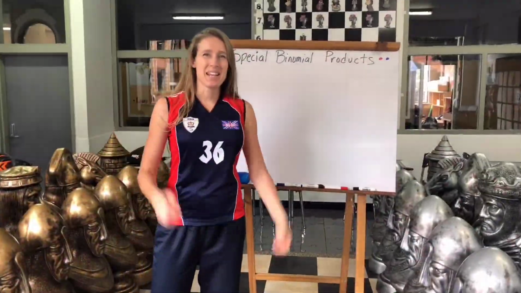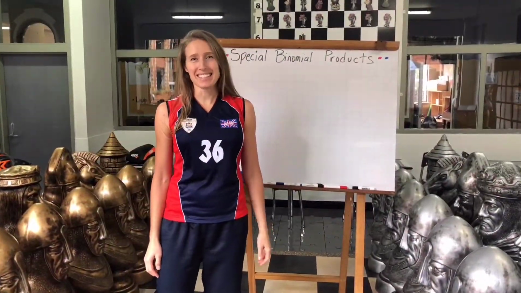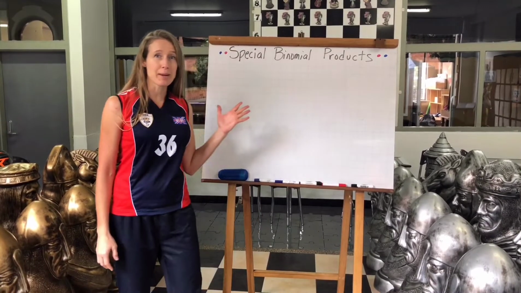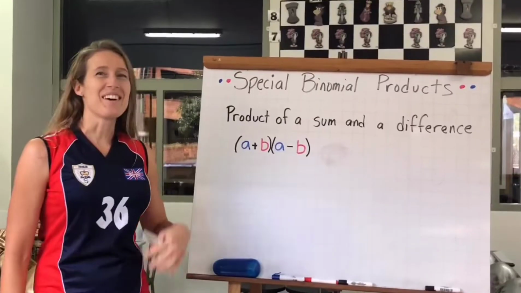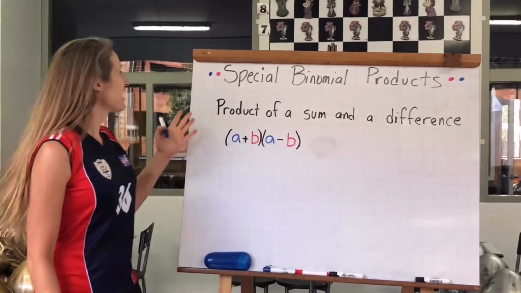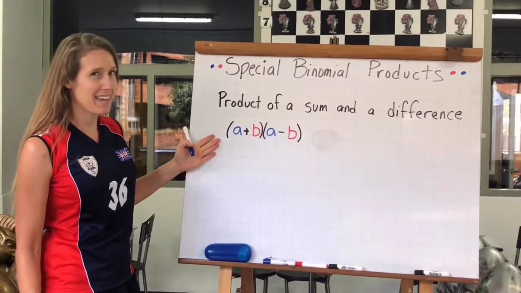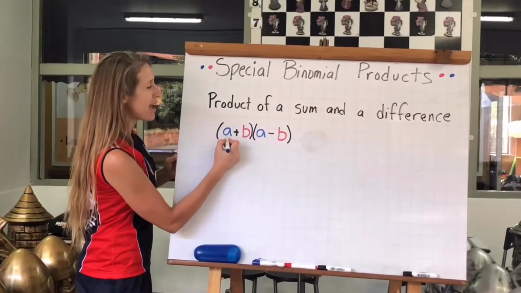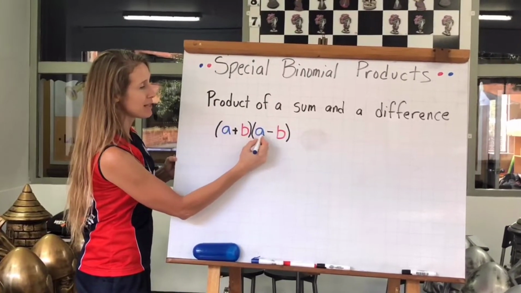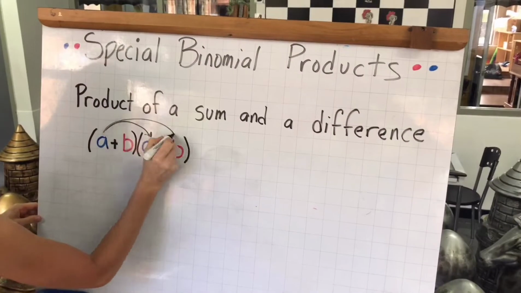What's up, guys? My name is Jessica Stepek, and today I'm going to be showing you about the special binomial products. So the first case that we have is called the product of a sum and a difference, where we have two terms, A and B. So here we have A plus B times A minus B.